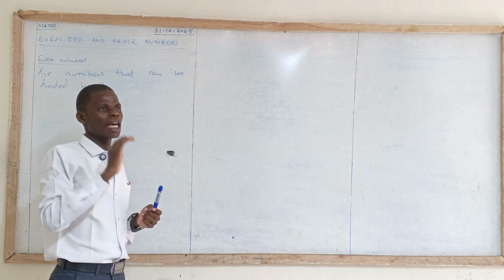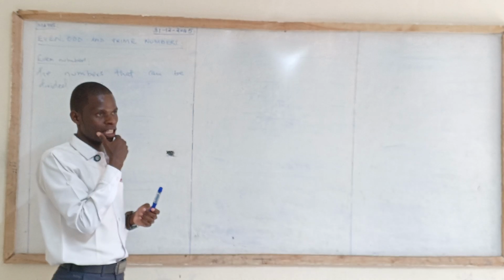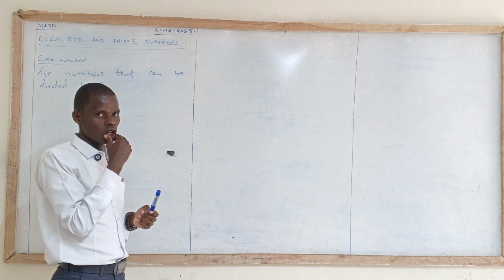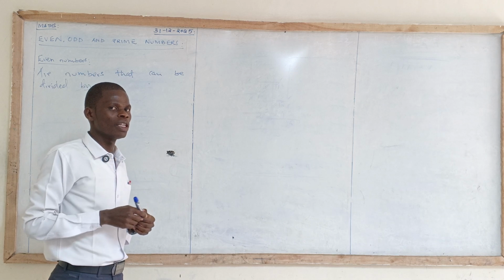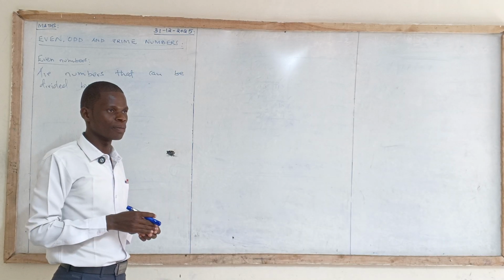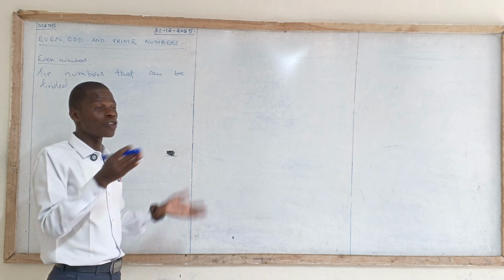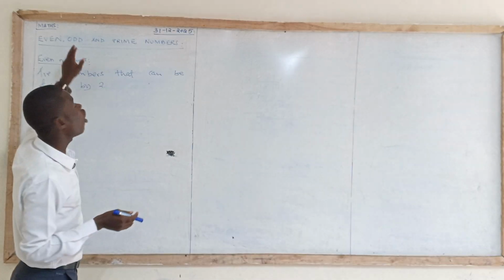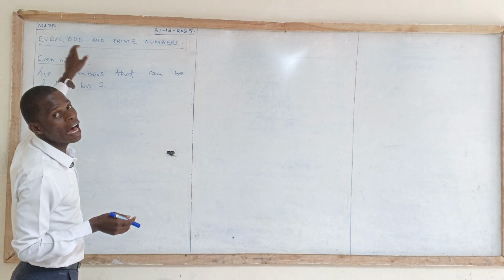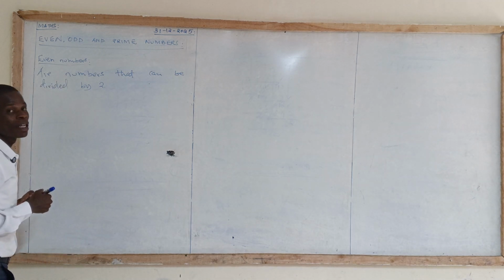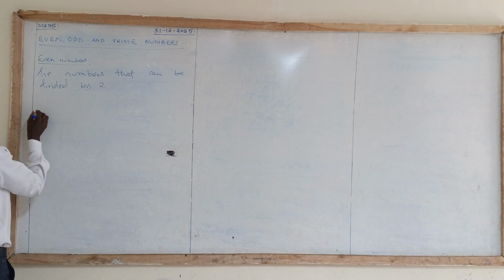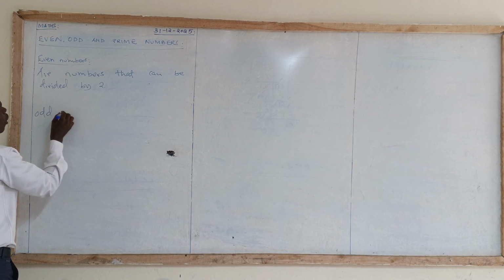So if even numbers are numbers that can be divided by 2, then these numbers that cannot be divided by 2, what name do we give them? It's the opposite. So the opposite of even numbers are odd. We say they are odd. So that one will bring us to odd numbers.